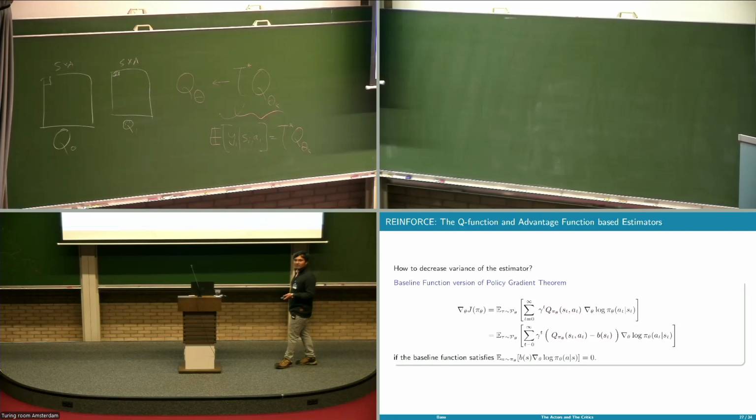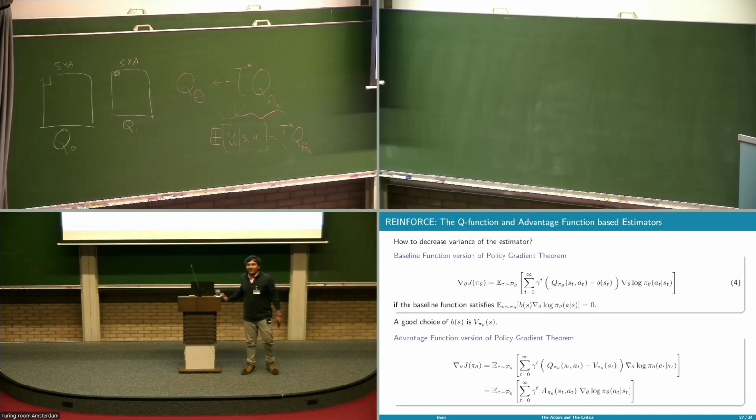Now the question is, what is a good b of St? What would you choose? What would be a good baseline? Keep your RL bias on and try to think what would be the b of St that you want to put. Yeah. Like typical very good RL people, you put V as your baseline function. Once you put V as the baseline, you see this is exactly the difference between the Q value at state St with action At minus the value function for St. And this is exactly what is known as the advantage function.